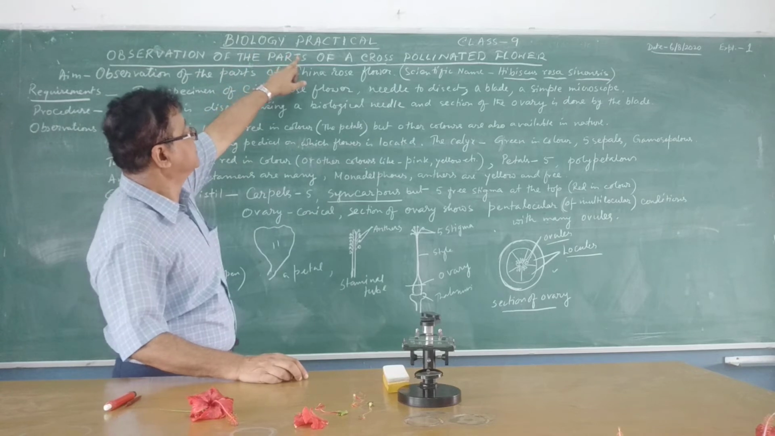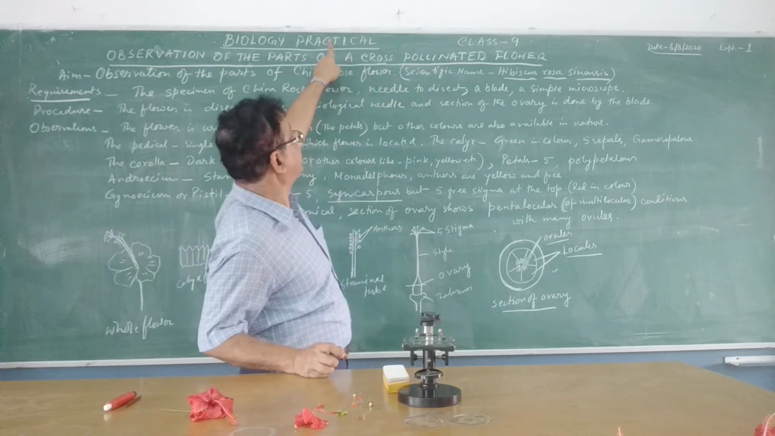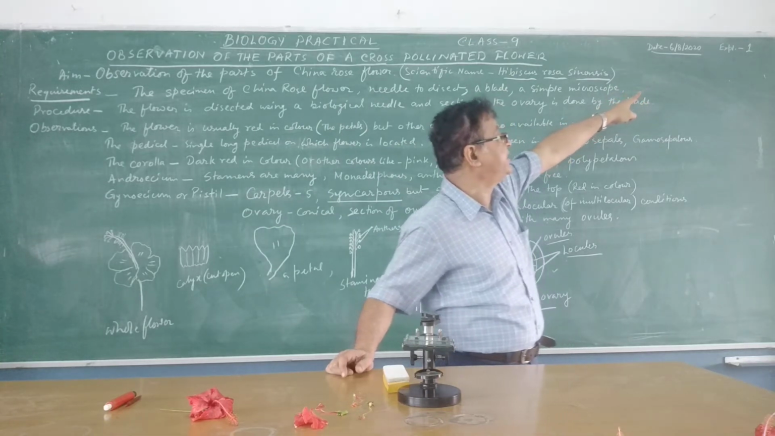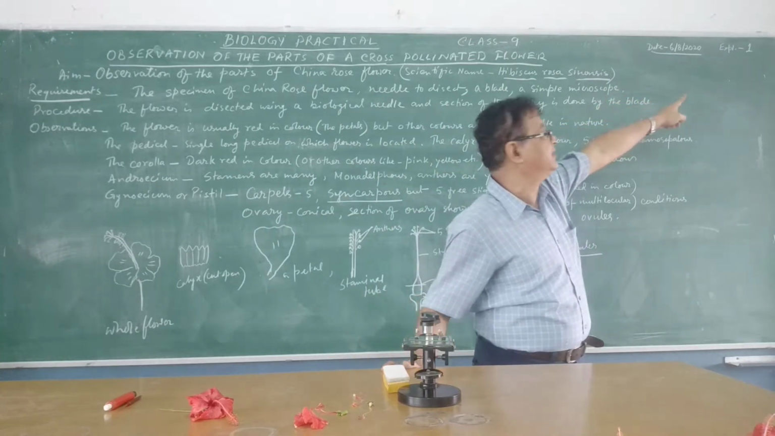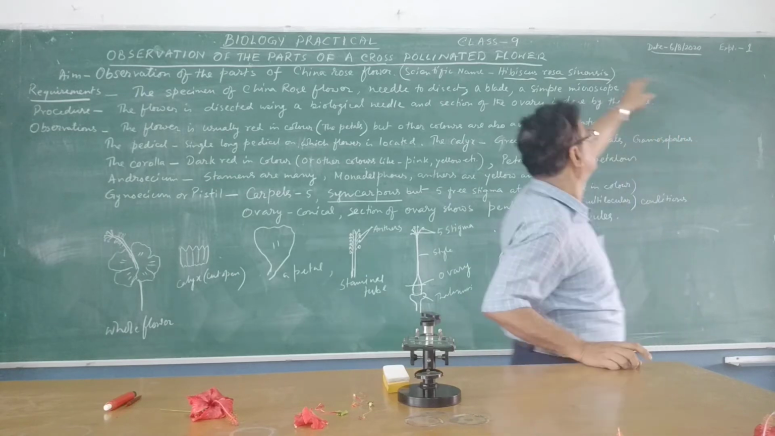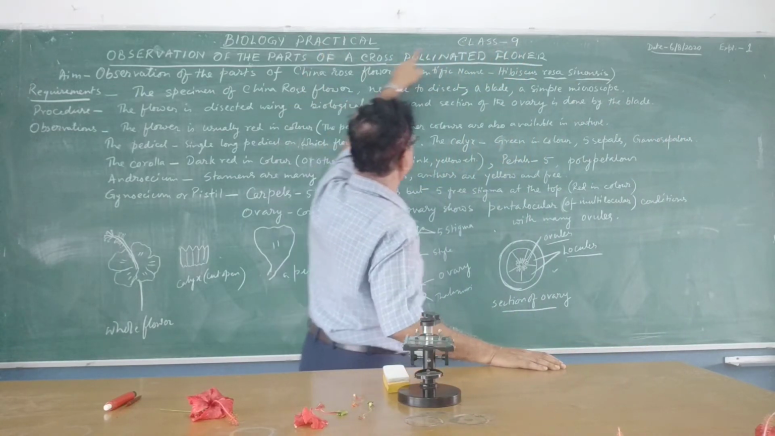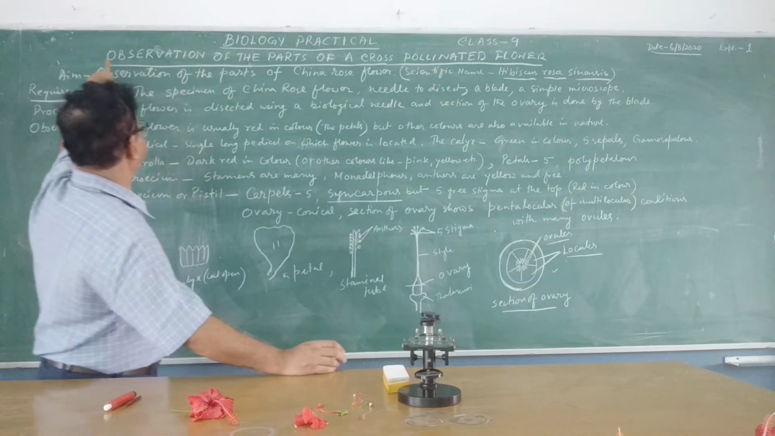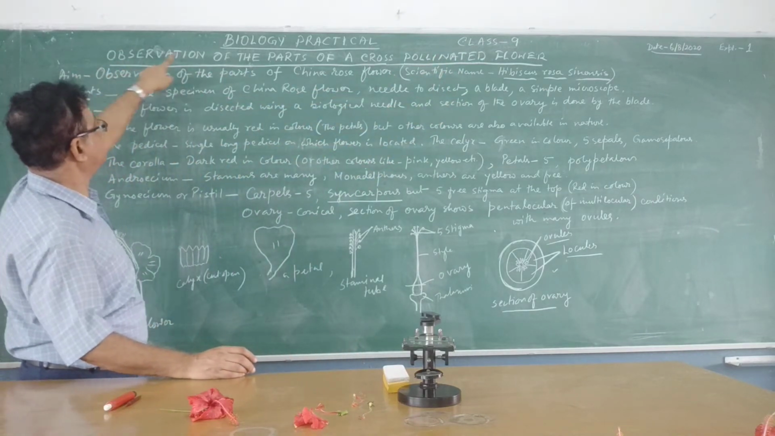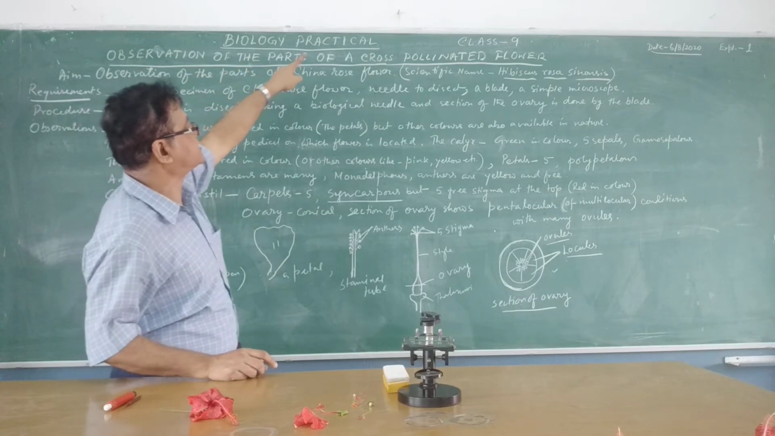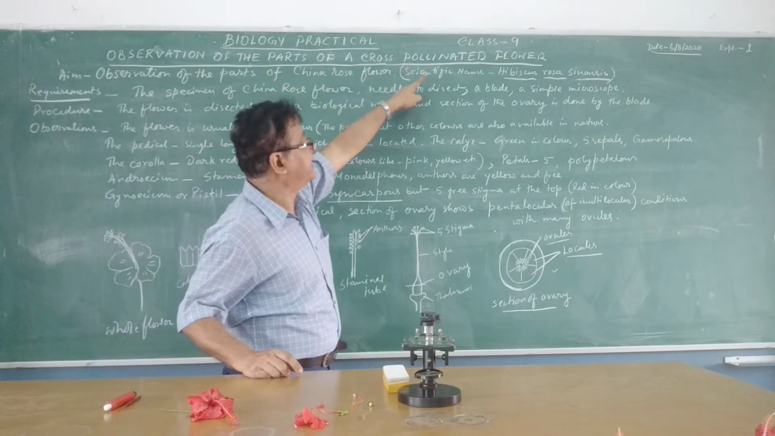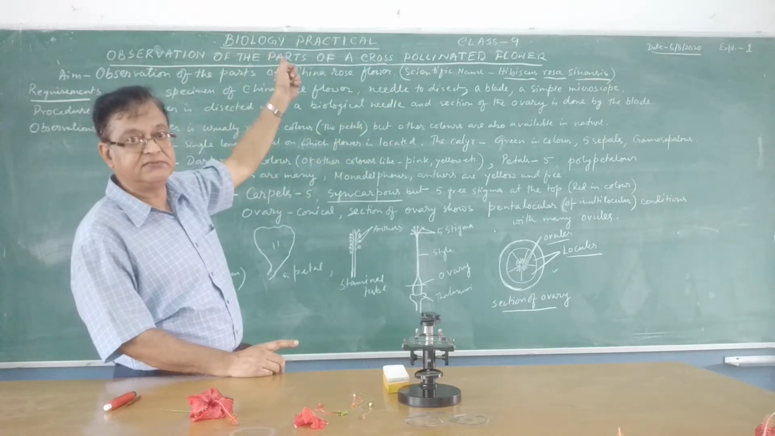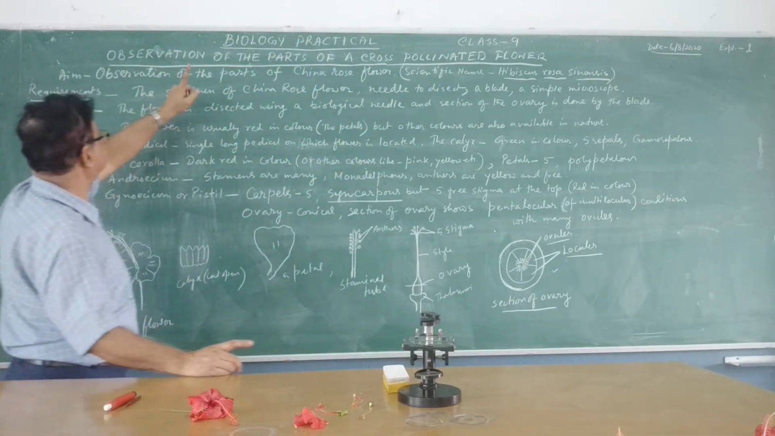Biology practical, class 9, you do not have to write. Today's date you must put 6/8/2020, experiment number 1. These two you will write. You have to write the caption: first, observation of the parts of a cross-pollinated flower. Write it in block capitals as I have written, on the ruled side.